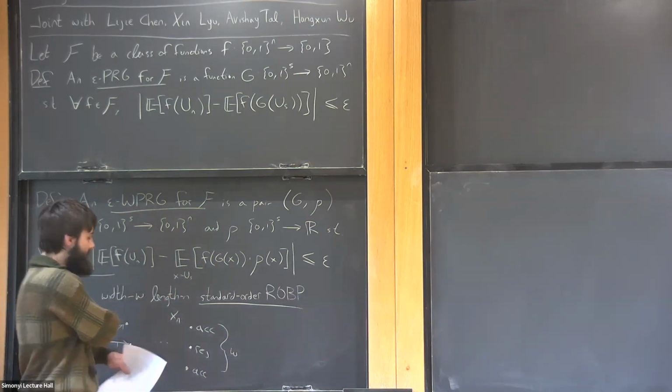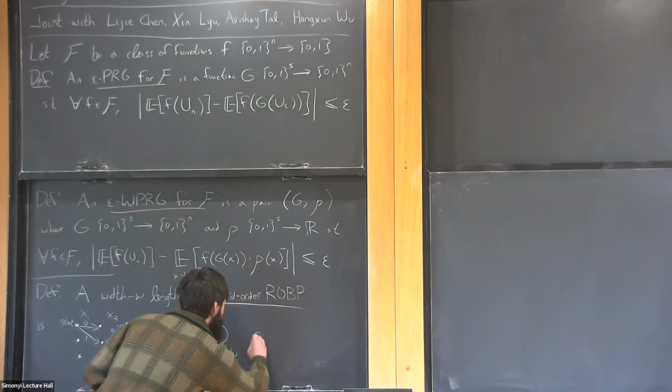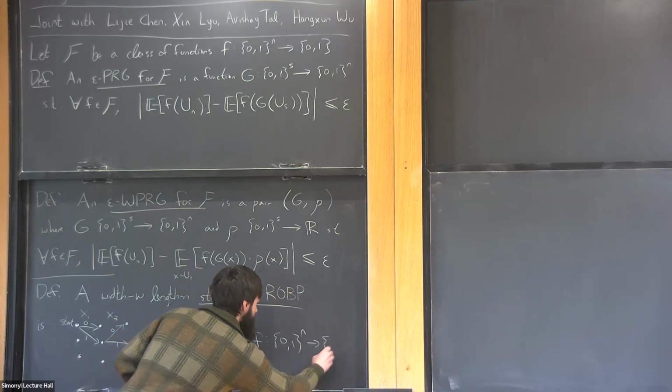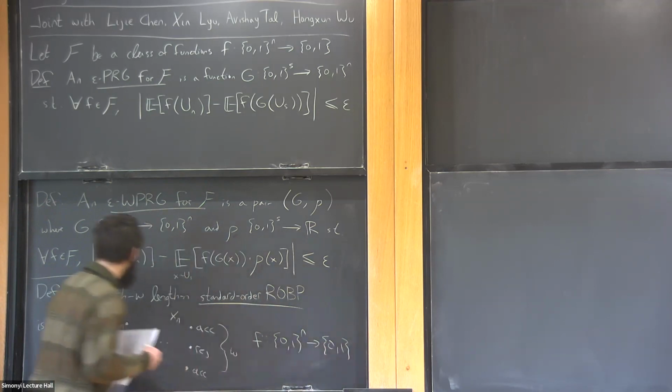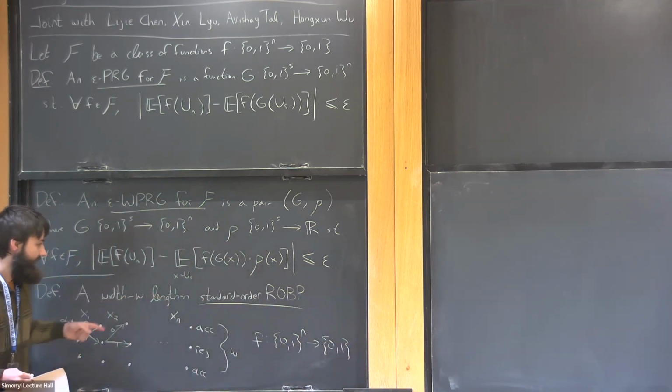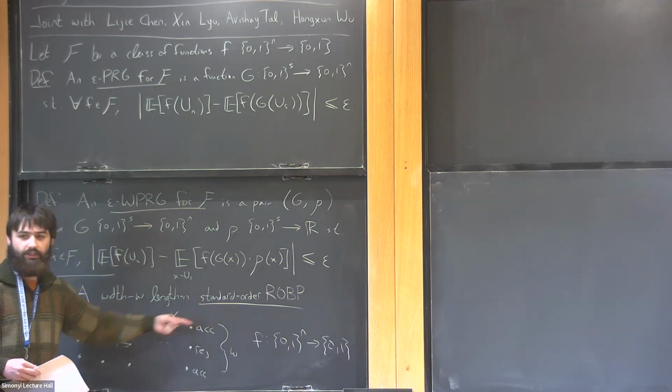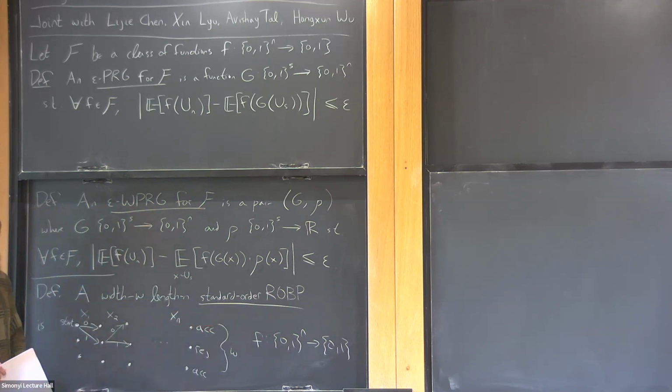Okay, so this program computes some Boolean function f that takes these n bits, x1 up to xn, and outputs 0 or 1 depending on whether we reach an accepting vertex or a rejecting vertex. Good.